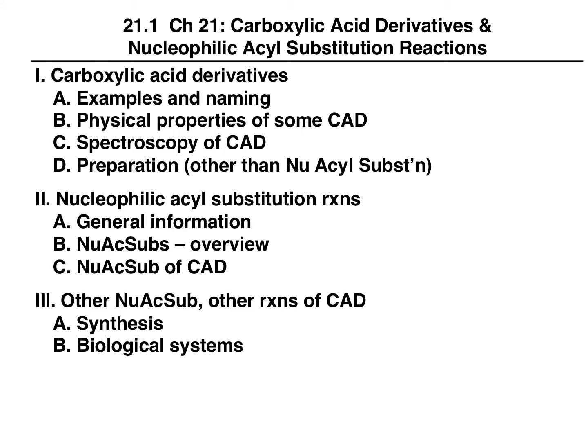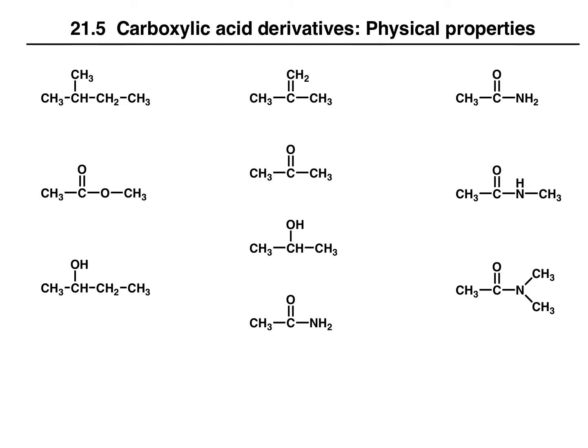In this video, we are continuing our look at carboxylic acid derivatives, focusing on physical and spectroscopic properties. Let's consider the physical properties of a few examples of carboxylic acid derivatives. So in the first column, we're comparing an alkane with an ester and an alcohol.